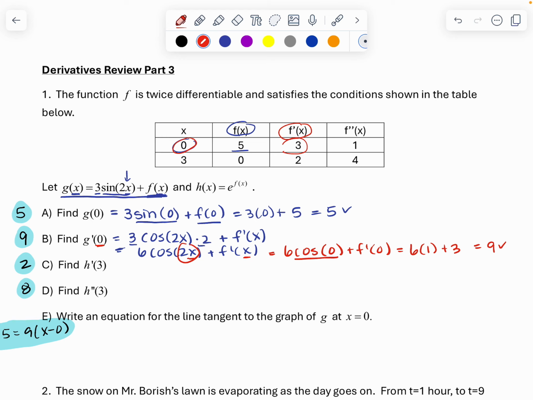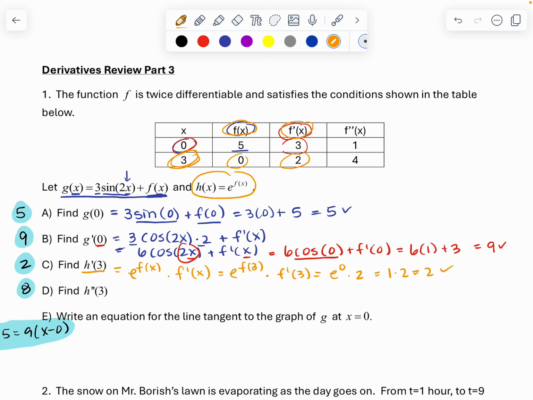All right, next one. Okay, so on this one, let me do a different color, maybe orange. Okay, h prime of 3, so I need to find the derivative of h, and h is e to the f of x. So the derivative of e to something is e to that something, but then I have to chain rule it, so it's times the derivative of that something. And then it says to replace the x with 3, so that's going to be e to the f of 3 times f prime of 3. Okay, and f of 3 is 0, so this is going to be e to the 0 times f prime of 3, which is 2. Remember, anything to the 0 power is 1, so 1 times 2 is 2.